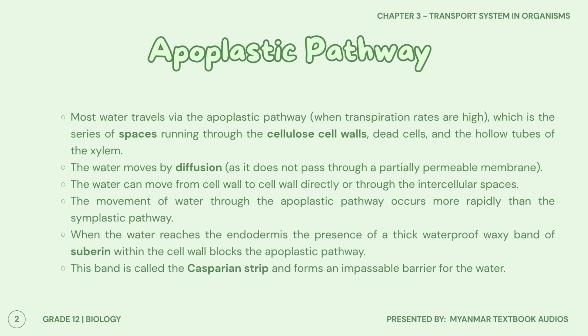When the water reaches the endodermis, the presence of a thick waterproof waxy band of suberin within the cell wall blocks the apoplastic pathway. This band is called the Casparian strip and forms an impassable barrier for the water.